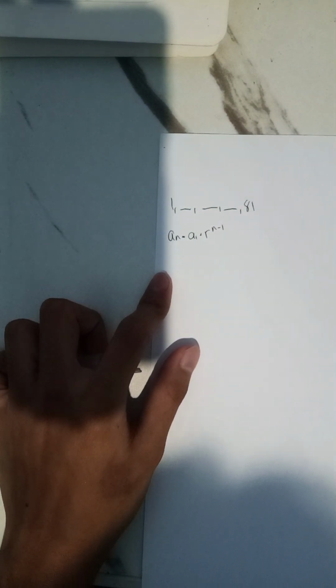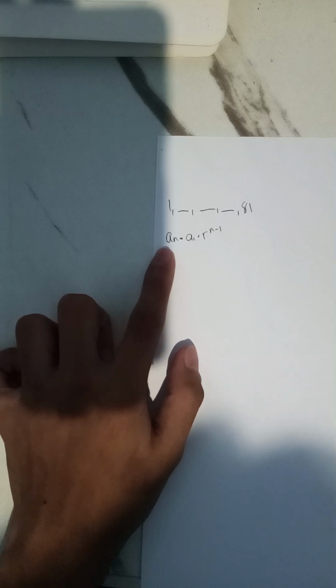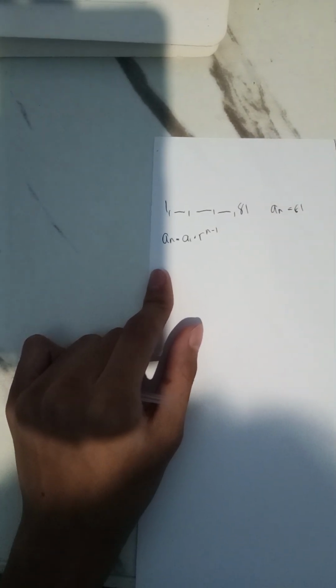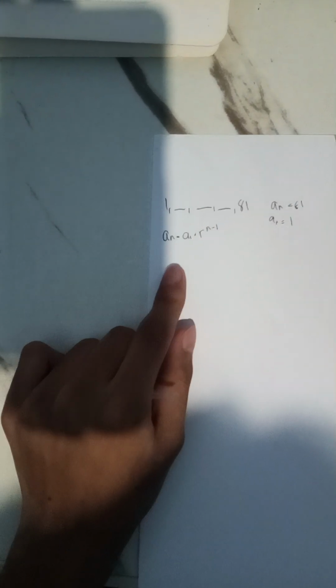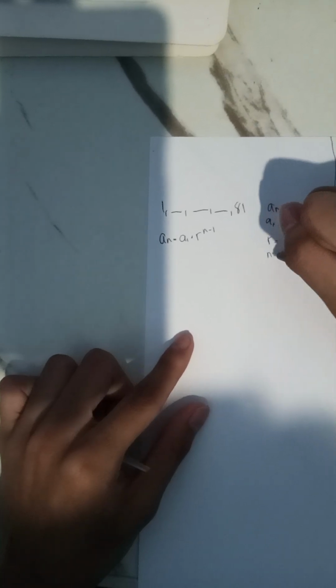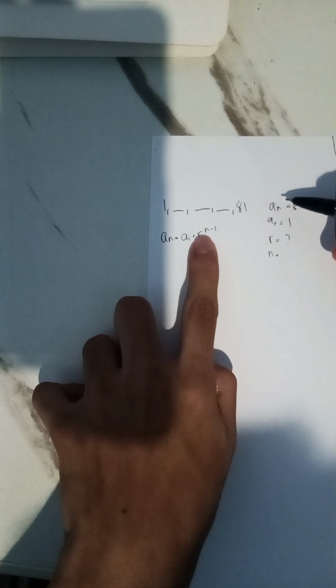So, what is the value of an? Let's take them one by one. An is the last term, and our last term is 81. A1 is simply 1. But our r, or our common ratio, is unknown. Since we have our last term, we can find the number of terms. 81 corresponds to the 5th position, so our n is 5.